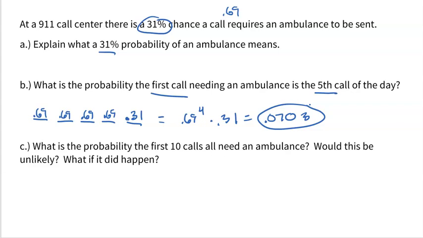All right. Oh boy. What is the probability the first 10 calls all need an ambulance? The first 10 calls all need an ambulance. Well, there's only one way that can happen. Needs an ambulance, needs an ambulance, and so on, all 10 need an ambulance. That can't happen any other way. Obviously, I'm going to speed that up by putting 0.31 to the 10th. All 10 calls in a row all need an ambulance. 0.31 raised to the 10th.